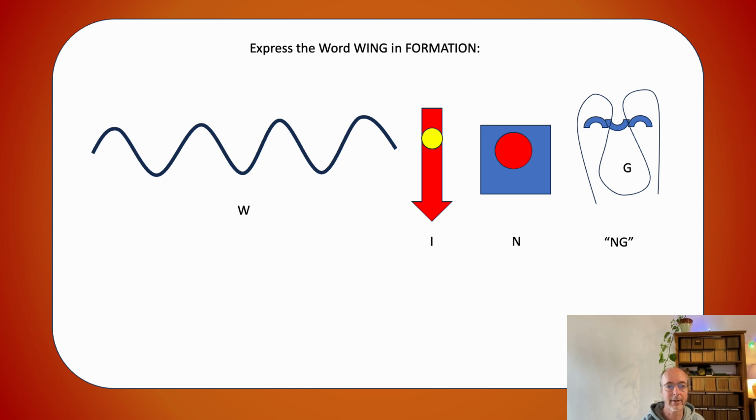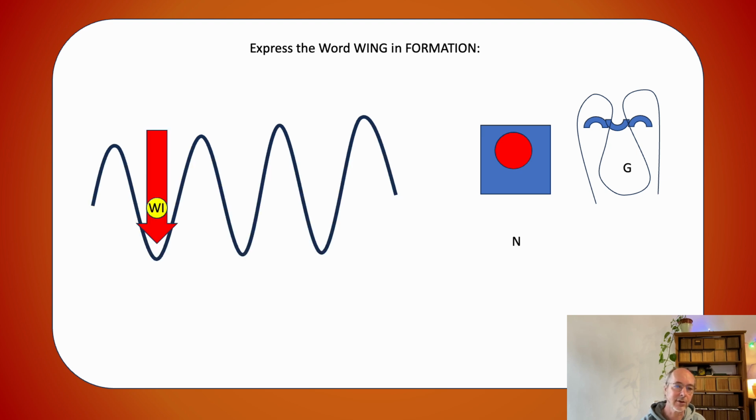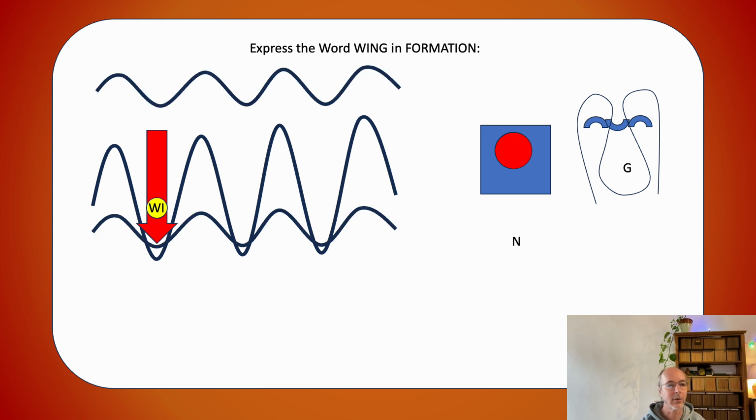So let's combine these letters. The W with the E is easy. You just insert something into the wave, so there is an insertion in the waves. You still have to maintain the order, which means the W still has to be the first letter. So the W, and then the E that goes into it.